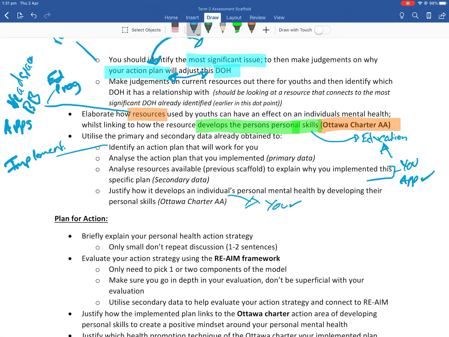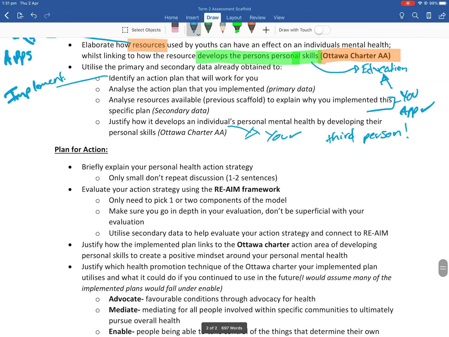I know obviously this assessment is a lot about you, but we still want you to be writing it in the third person. Right. Moving on.